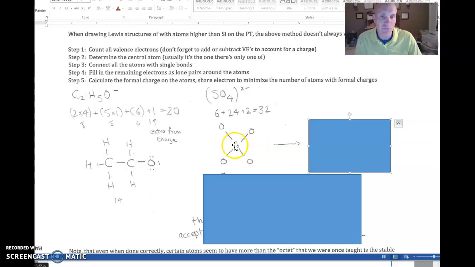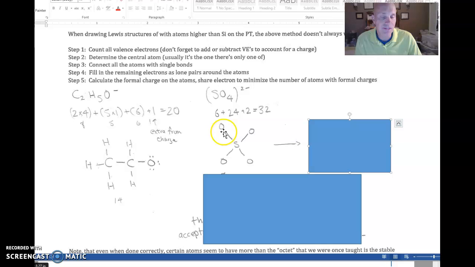So the next thing that we're going to do is determine the central atom and connect all the atoms with single bonds. With this formula, it's pretty easy to determine that the central atom is going to be the sulfur. Put that there. Let's connect everything with single bonds, and if we count up the number of electrons so far, that's 8. But we know that we need a total of 32. So that tells us that there's 24 extra electrons. Another way of saying that is 12 more lone pairs that we need to place somewhere around this molecule.